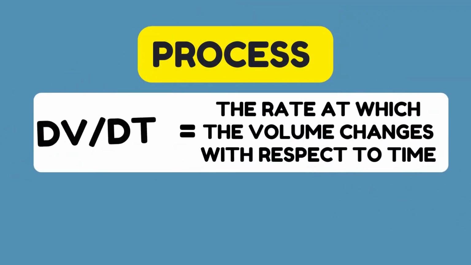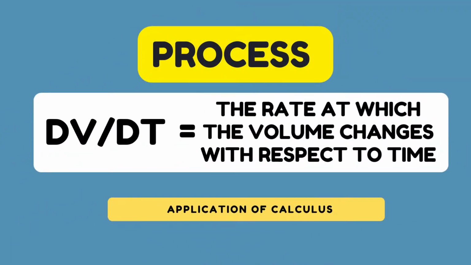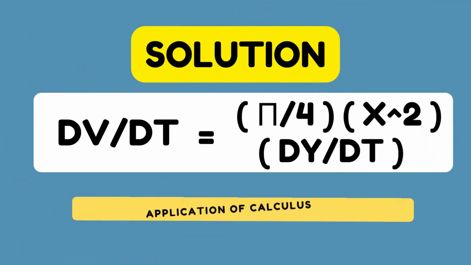The rate at which the volume changes with respect to time may be represented by dV over dt as we apply concept of calculus. Thus, if we are to equate the rate at which the volume changes with respect to time with the differential of the volume, dV over dt is equals to pi over 4 times x squared times dy over dt.